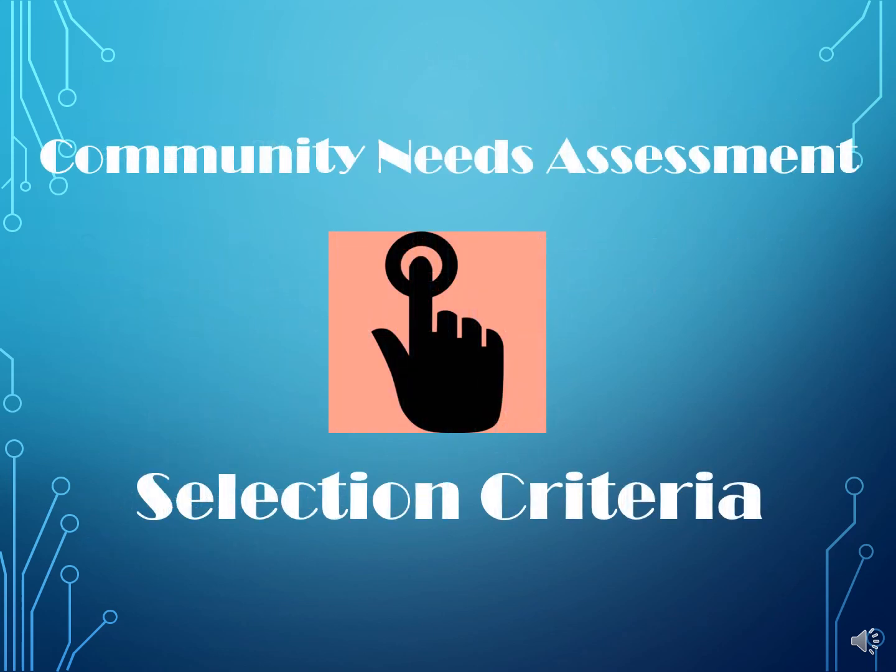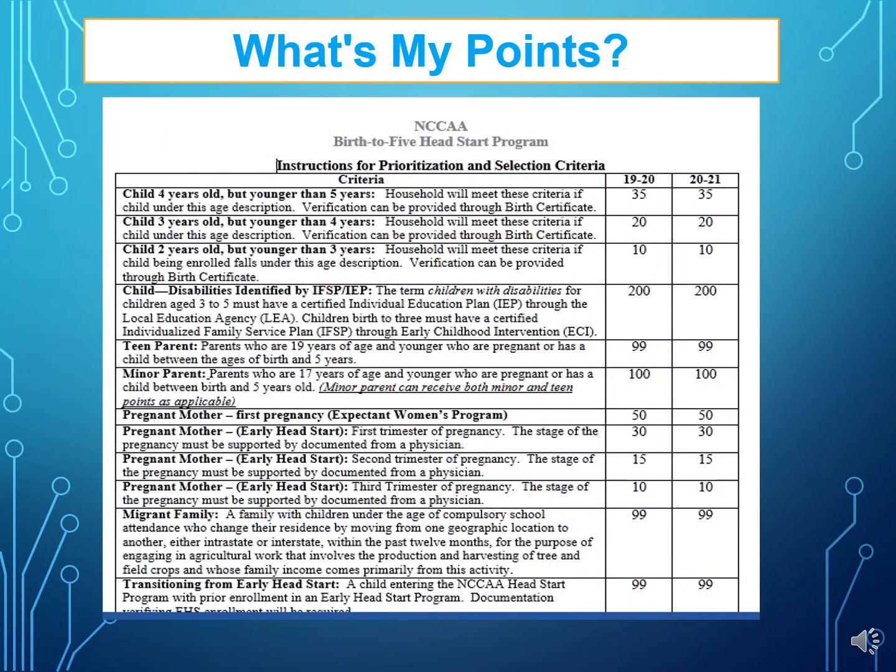So we're going to show you a little bit about the selection criteria needs assessment. You ask the question, what's my points? How do I know what I can get points for? Well, this form here that you see, which is cut off some, front and back, has instructions for prioritization and selection criteria. On here, you'll see 1920 and 2021. 1920, those were the points that parents received. 2021, these are the points that parents received.